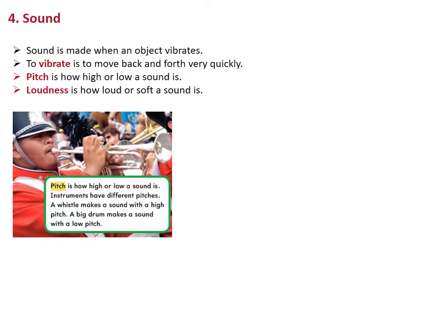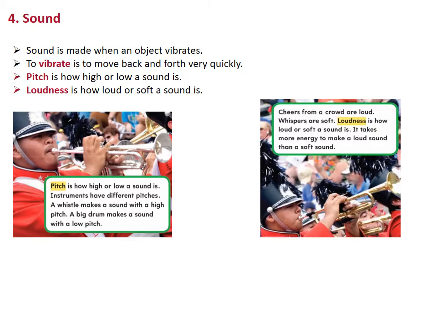Let's look at this picture. Pitch is how high or low a sound is. Instruments have different pitches. A whistle makes a sound with a high pitch. A big drum makes a sound with a low pitch. Let's look at the second picture. Cheers from a crowd are loud. Whispers are soft. So loudness is how loud or soft a sound is.